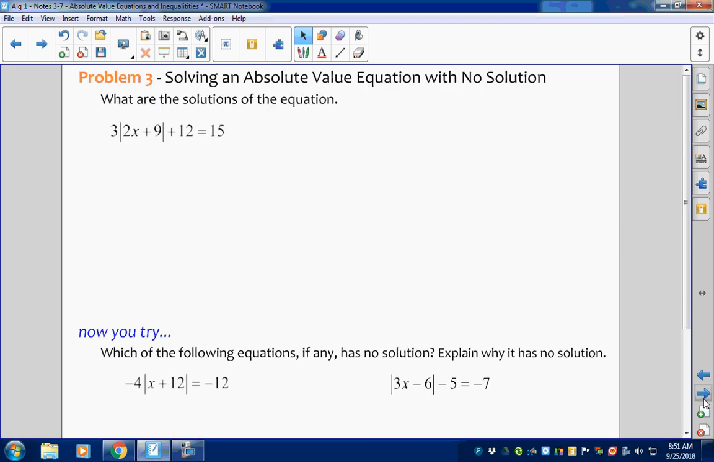Alright, this one right here, it should be equal to 10 here. Let me just change this. And this is an example of an absolute value equation with no solution. So remember, absolute value means distance. We're going to keep that in mind as we go through this.